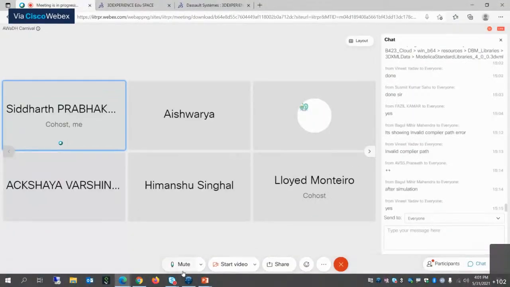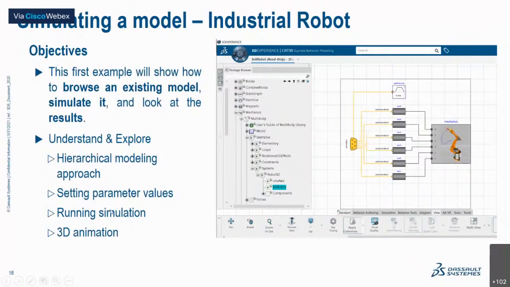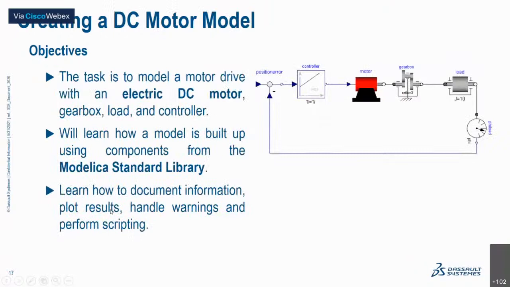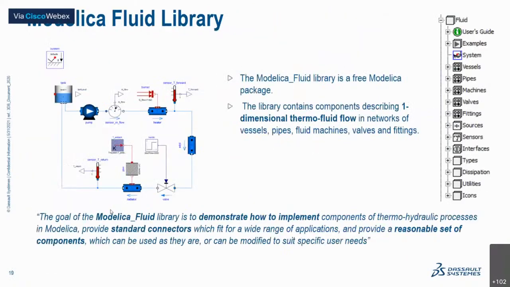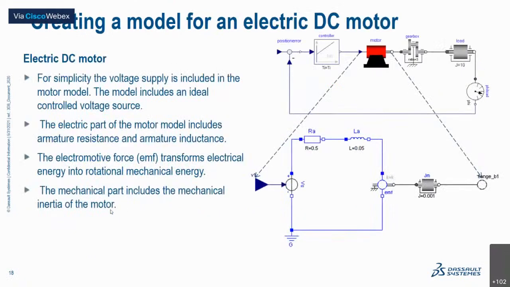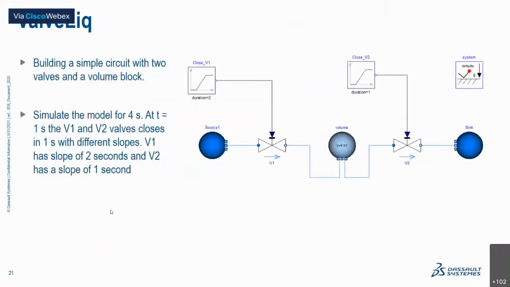But that's mainly it with regards to the DYMOLA part. So this was the electric model DC motor that we built, and DC motor consists of these components that we built from the Modelica standard library. Similarly, this is the Modelica fluid library and what all it consists of.